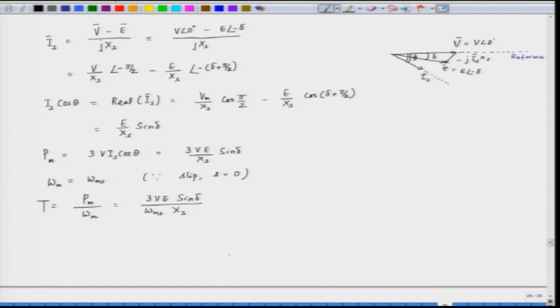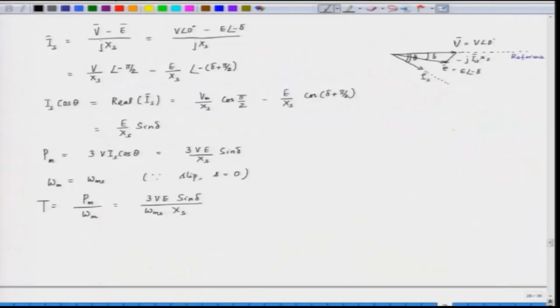Now, let us try to understand the equation that gives us the torque. T is equal to 3 V E sin delta by X_s by omega_ms. V is the applied voltage, which is constant. E is the excitation EMF, the induced EMF, which is constant if the field is kept constant. If we keep the applied voltage and the induced EMF constant, because the speed is constant, the frequency is a constant frequency.